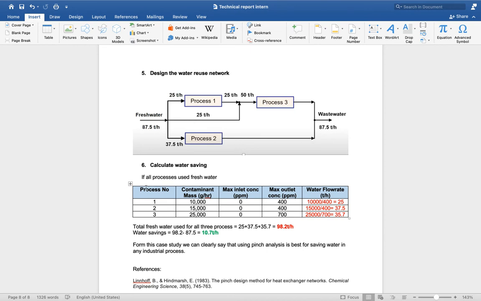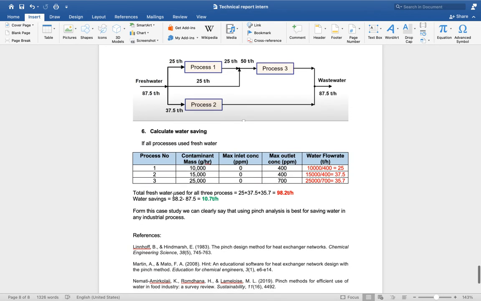The main point is that we are reusing and recycling everything here. But when it comes to fresh water for all three processes, if you use fresh water for the three processes, what will be the value? We have taken the same initial values, all the concentrations are zero, and the final concentration is this.